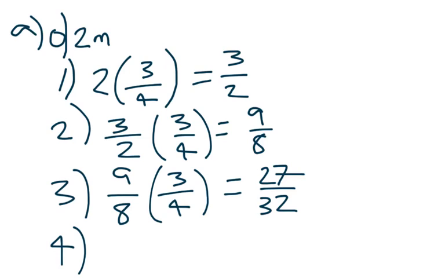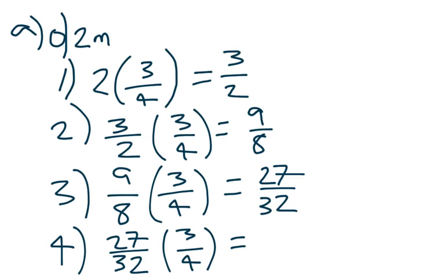So we do 27/32 by 3/4, and we get 81/128. So that will complete the table for part A.